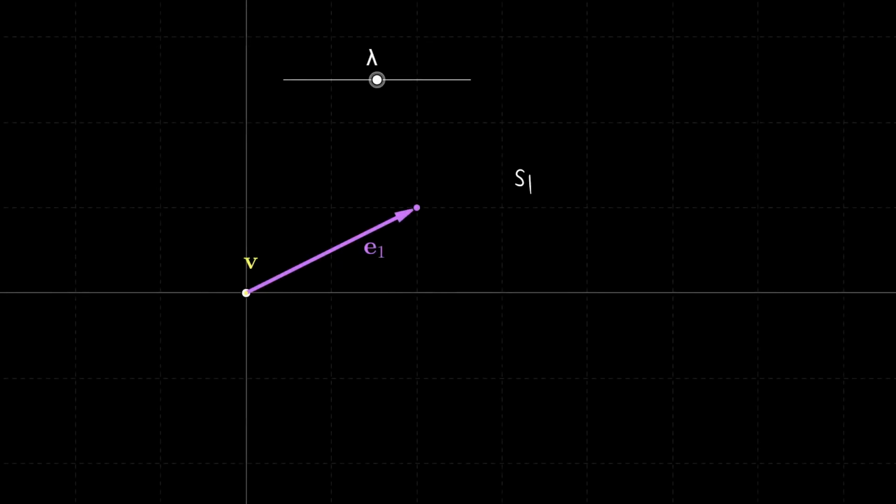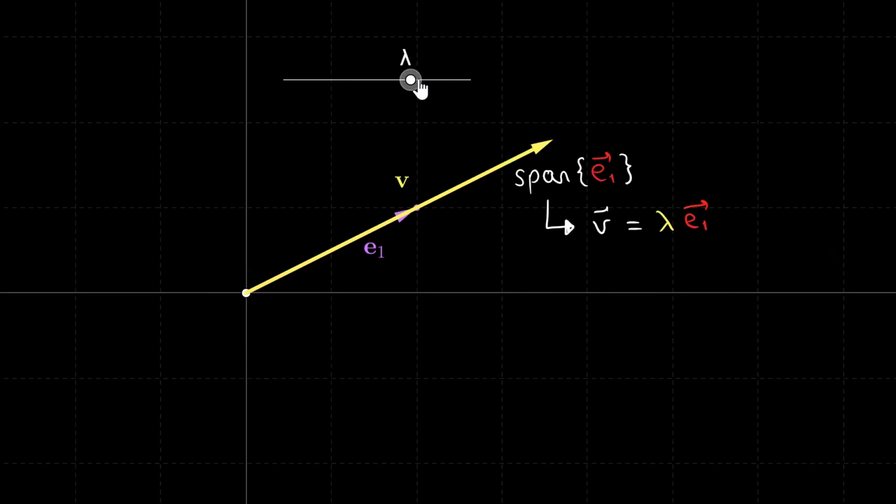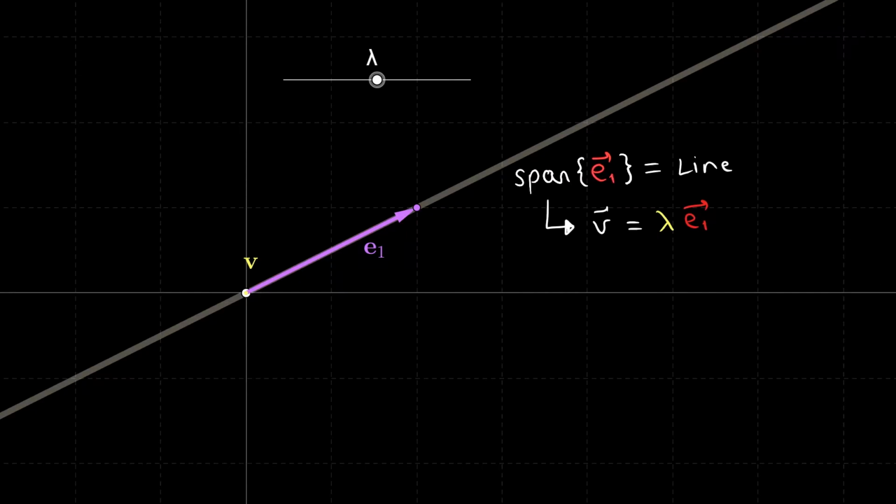Let's consider what is the span of a single vector e1. Using the definition of span, it's the set of all vectors v which can be written as a linear combination of e1 only, that is, v equals lambda e1. This is exactly the parametric equation of a line crossing the origin, as we already know. Varying the parameter lambda, we can get any vector along the line. Therefore, span of e1 equals the line L.